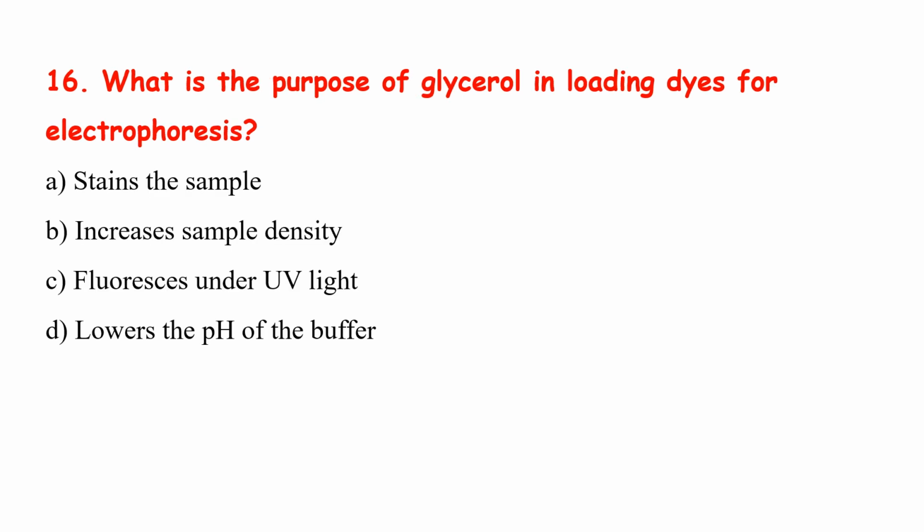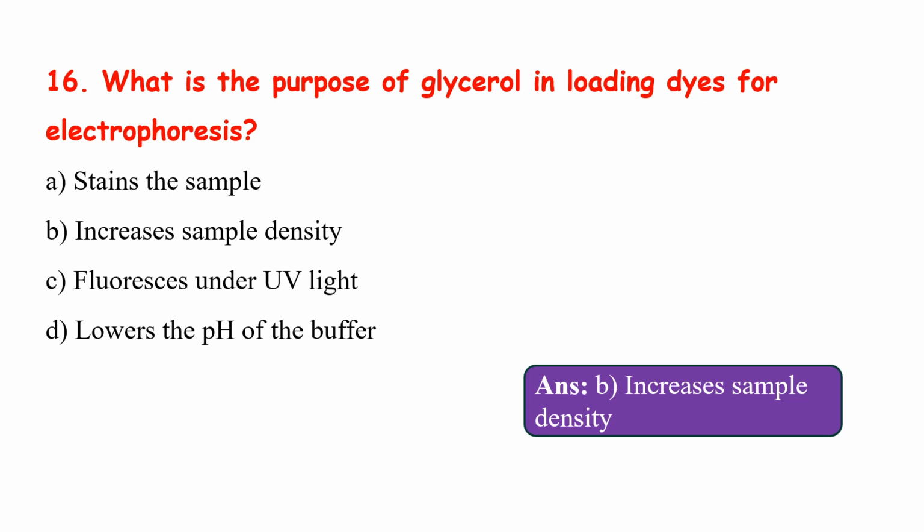What is the purpose of glycerol in loading dye for electrophoresis? Stains the sample, increases sample density, fluorescence under UV light, lowers the pH of the buffer. The correct answer, increases sample density.